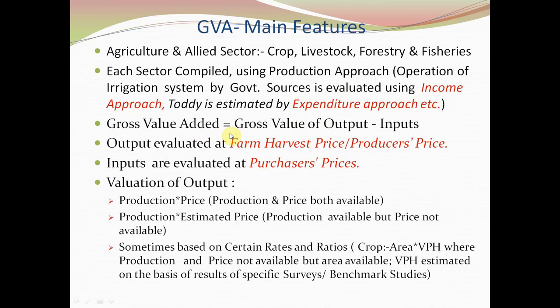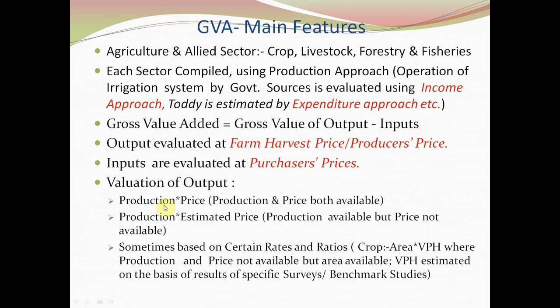Now, gross value added is the difference of gross value of output and input, whatever we have used for producing our goods. Output is evaluated at farm harvest price or producer's price, whereas inputs are evaluated at purchaser's prices. And value of output is taken by using production multiplied by price.